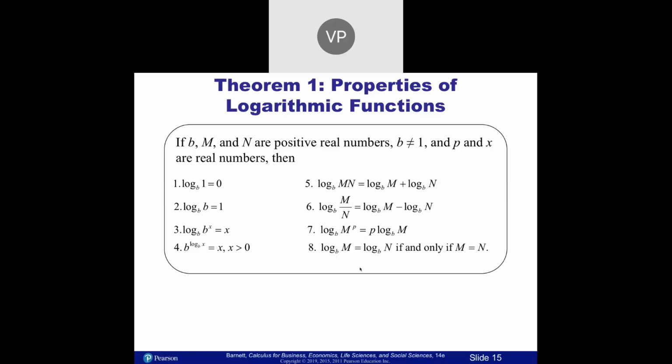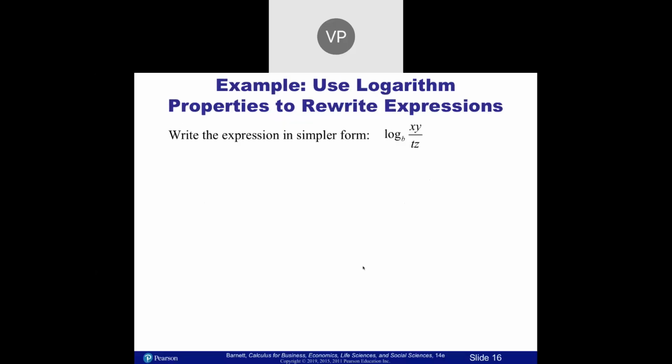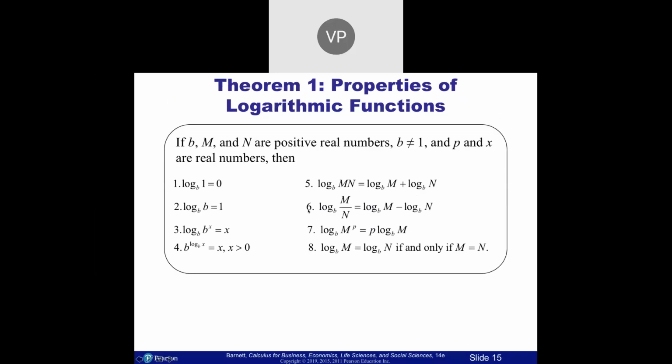If you really have forgotten some of these, you can see the example and they'll walk you through them here. Okay, so we're going to rewrite this expression in a simpler form. So we have log base b of all this. Now if you look at that property 6, if you have a log of one thing divided by another, you can write it as 2 logs subtracted. Then if you have a multiplication, you can rewrite those as 2 things added.